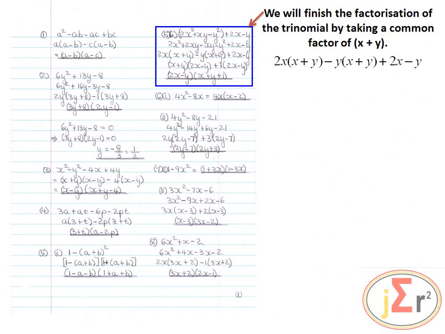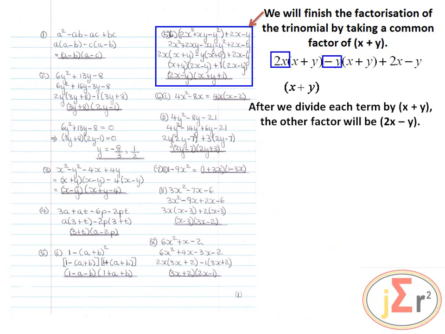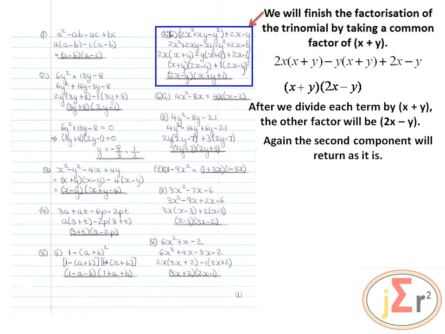We will finish the factorization of the trinomial by taking a common factor of x plus y. So where we have taken a common factor of x plus y, what will happen? The other factor will be 2x minus y. So x plus y, and the other factor is 2x minus y, and it goes right there. Again, the second component will return as it is. We are not ready for it as yet. As a matter of fact, we are now at the stage that we may make use of it.